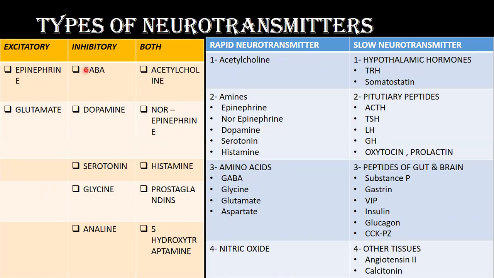What are excitatory, what is inhibitory? Like dopamine, GABA, serotonin, we all know are inhibitory. Epinephrine is always excitatory, and acetylcholine can be both.